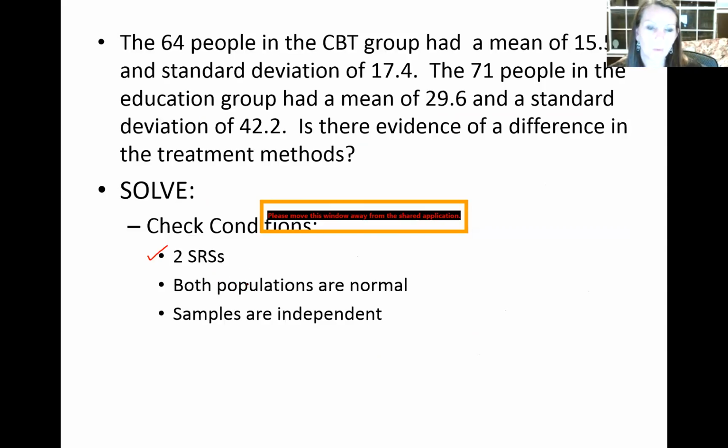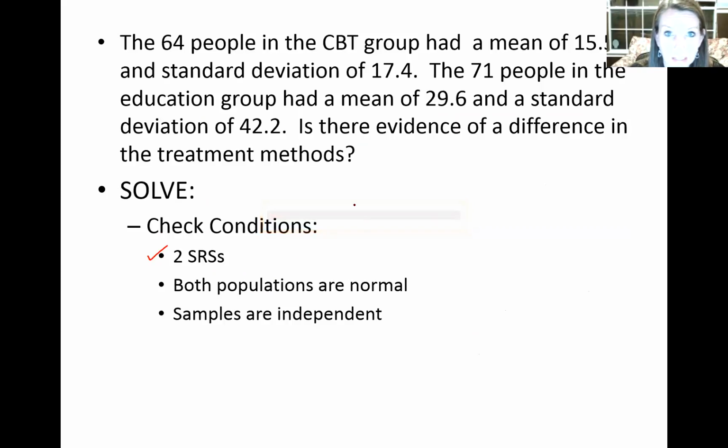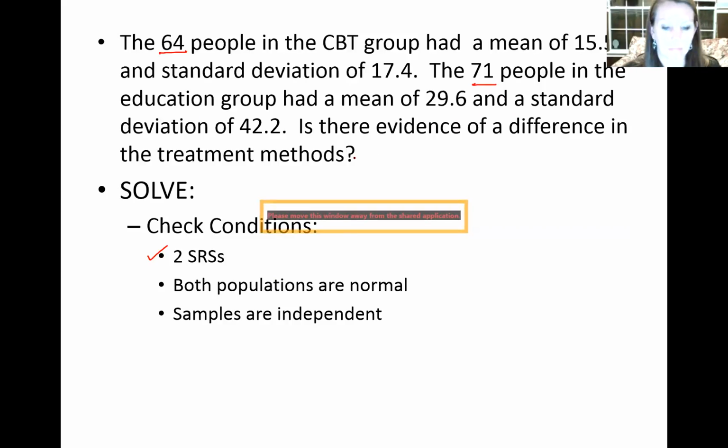Next, we want both populations to be normal. They didn't give us the data, so we can't do a stem plot or anything to figure it out. But our rule of thumb says that if we add the sample sizes together, 64 and 71, and it's more than 40, then it doesn't really matter what our population shape was, we're good. Clearly 64 plus 71 is more than 40 because they're individually more than 40. So we're okay to proceed.